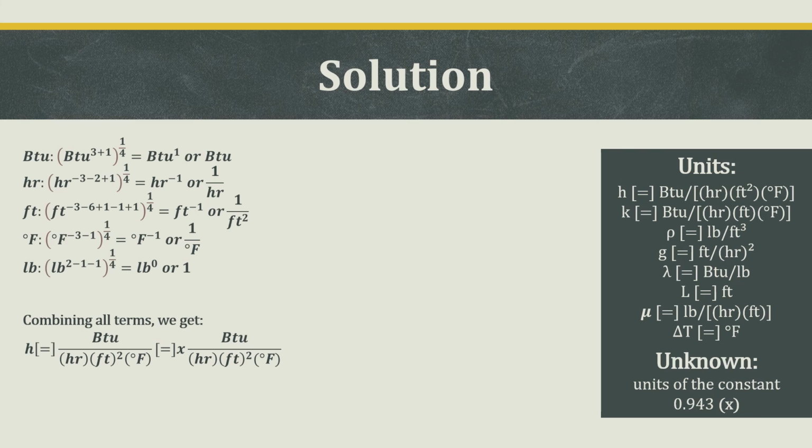However, if we look at the units on both sides, they seem to be the same, right? Because of that, we can say that our x would just be equal to 1. And from there, we can actually conclude that our constant 0.943 has no units associated with it. It's dimensionless. And that actually concludes our practice problem for dimensional analysis.